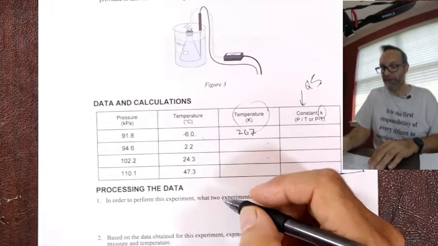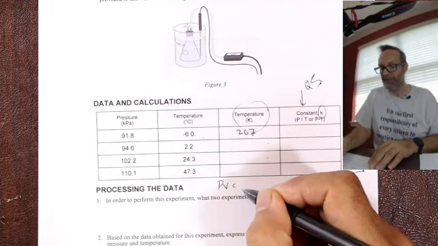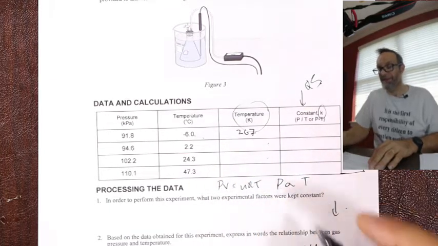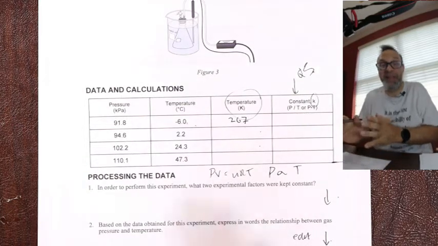Think about the order of things in PV equals nRT. P is proportional to T, and I can't get any more hinty than that.